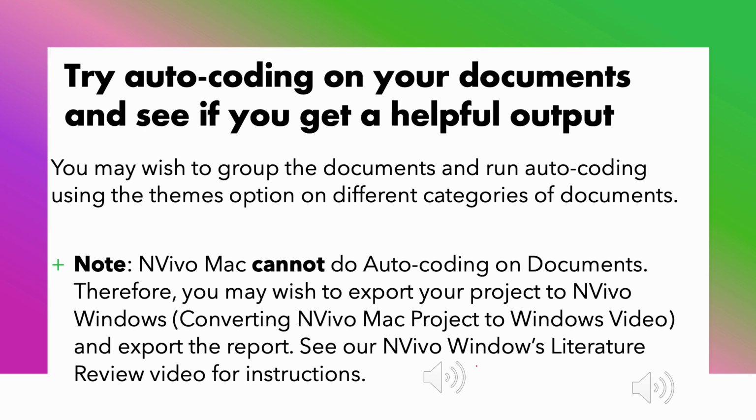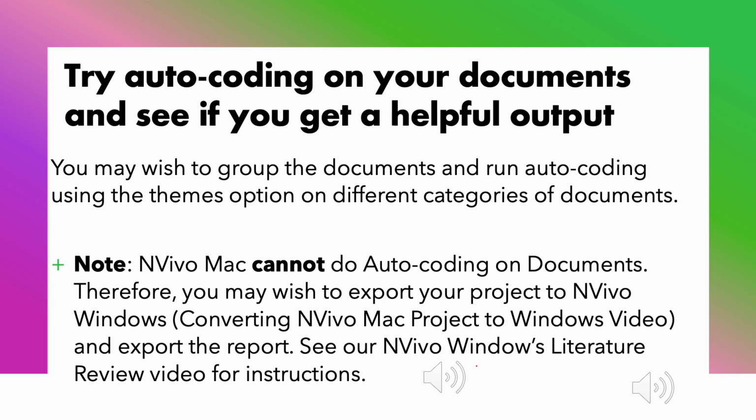So for example, if you are getting articles from a diverse set of literature and all kinds of topics, you might not get a helpful response when you auto code it. So we recommend that you divide your literature into a number of subfolders based on themes, which have more focus, so that when you run auto coding on that particular file or group of documents, you get results which are more helpful.